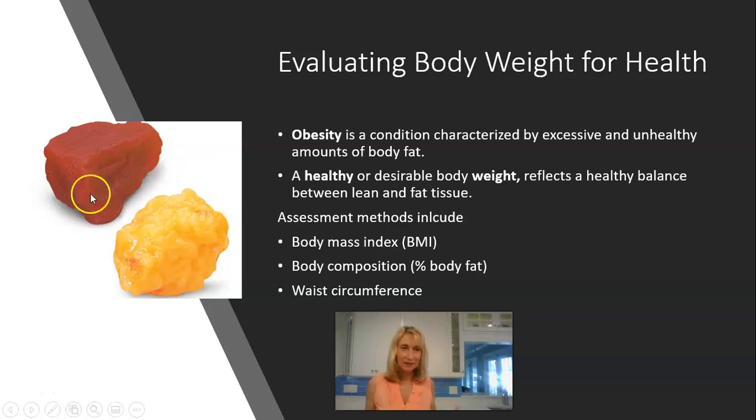So here I have a couple models. This is a model of 1 pound of muscle, and this is a model of 1 pound of fat. So when we think about assessing your weight for health, there's a number of assessment methods. There's the body mass index, known as the BMI. There's body composition assessment methods. There's a number of them we're going to talk about. And when we're talking about measuring body comp, we're talking about, do we have a healthy balance between lean tissue and fat tissue? And then we'll also talk about something known as the waist circumference, which talks a little bit about where on our body we tend to store fat.